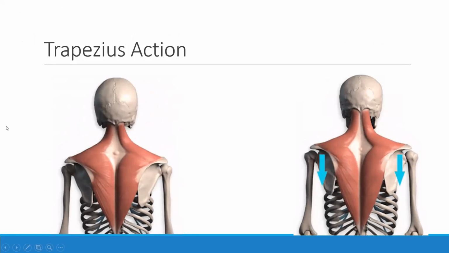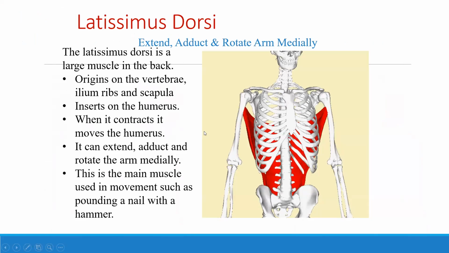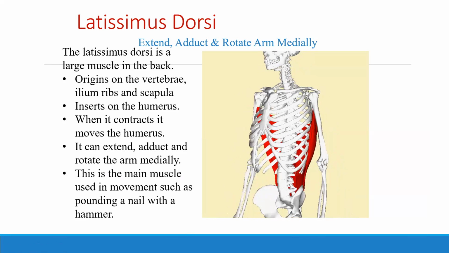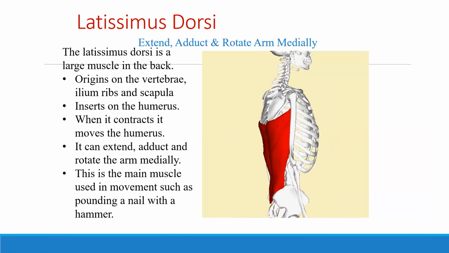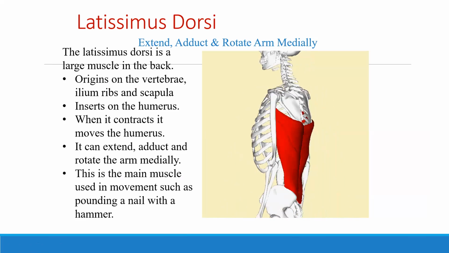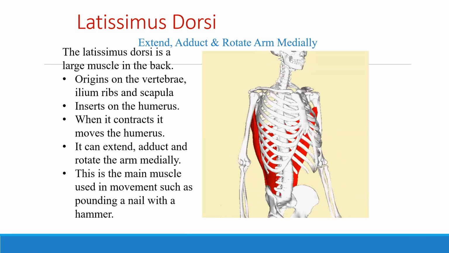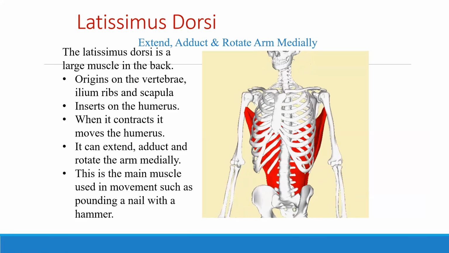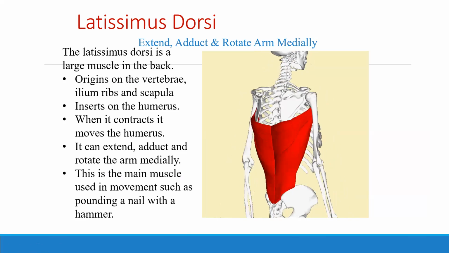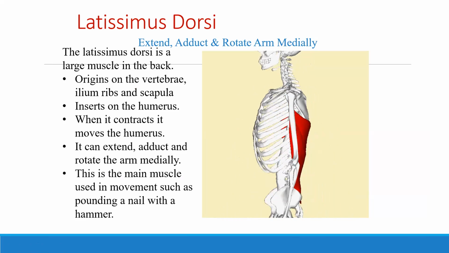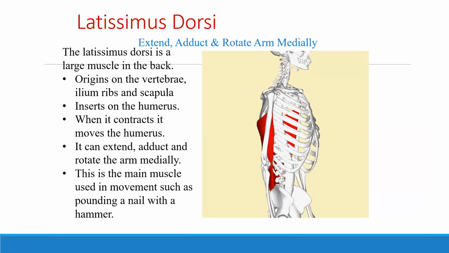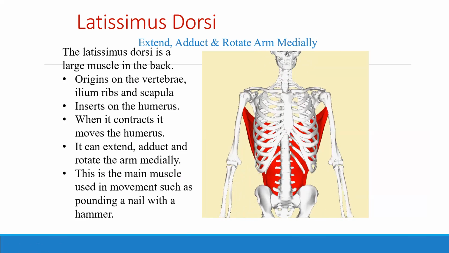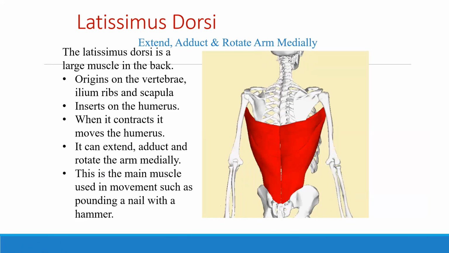So, directly below the trapezius is the latissimus dorsi. The latissimus dorsi is our hammering muscle. When we do repetitive motion, bringing our arm up over our shoulder and then down, like chopping wood or driving a nail, for example, or swinging a bat at a ball, or playing tennis, these actions are going to use our latissimus dorsi.